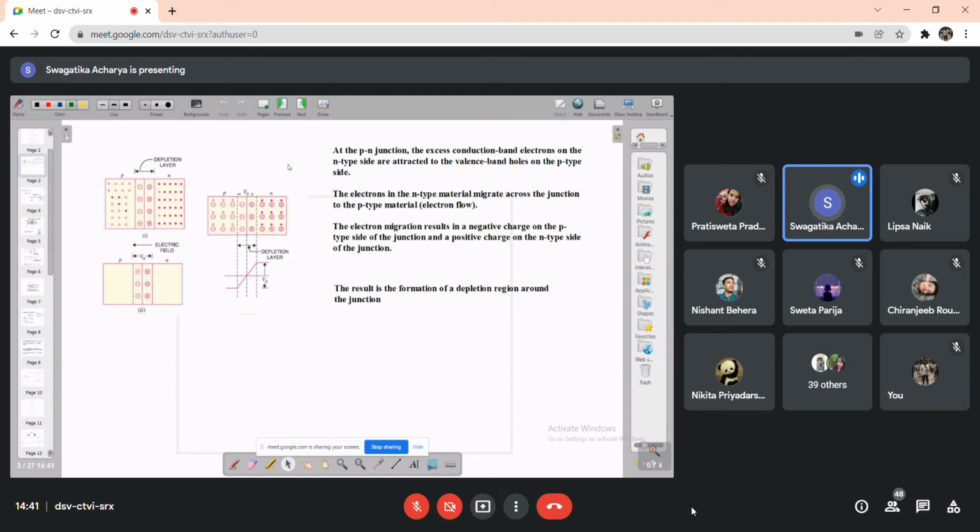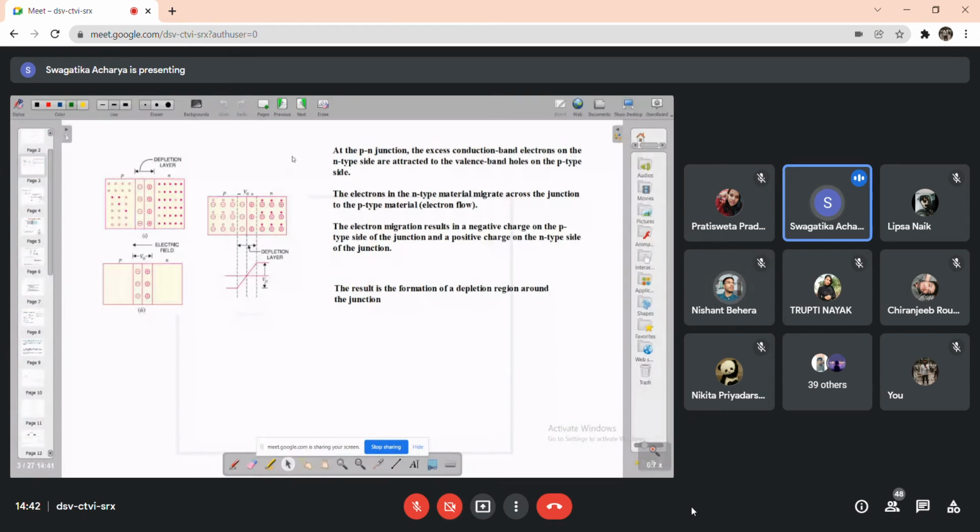But after diffusion, the remaining uncovered ions gather near the junction, because the donor atoms had one free electron, whereas the acceptor atoms had holes. So after the free electrons and holes diffuse, what remains are the immobile charge carriers, or you can say the uncovered ions. They gather at the junction, and so they form one depletion layer. Correct? Yes, ma'am.